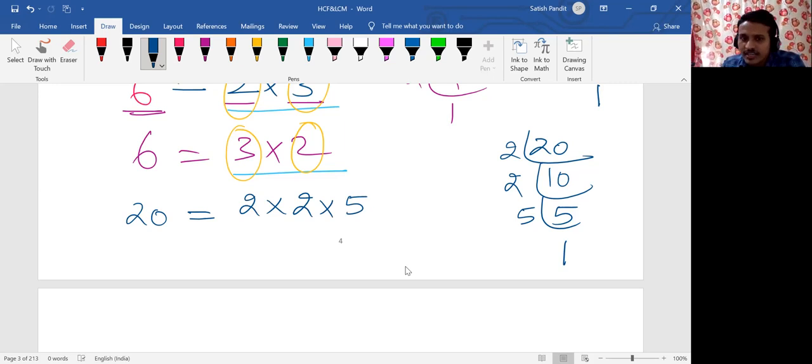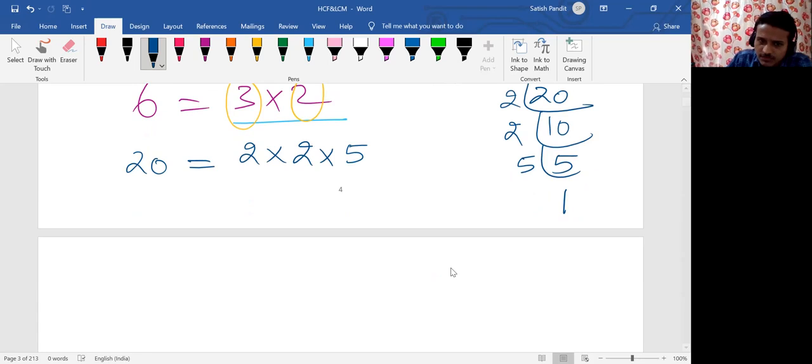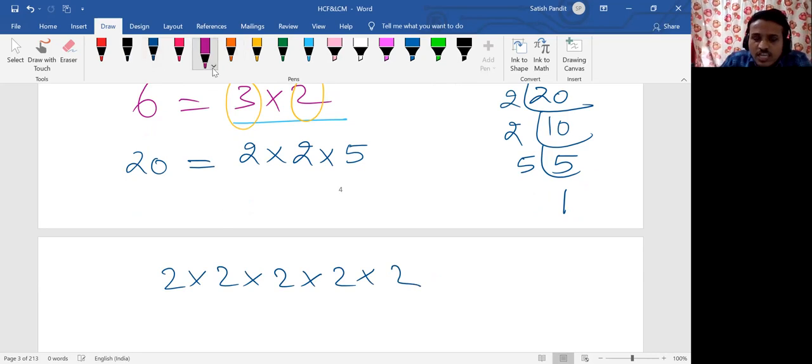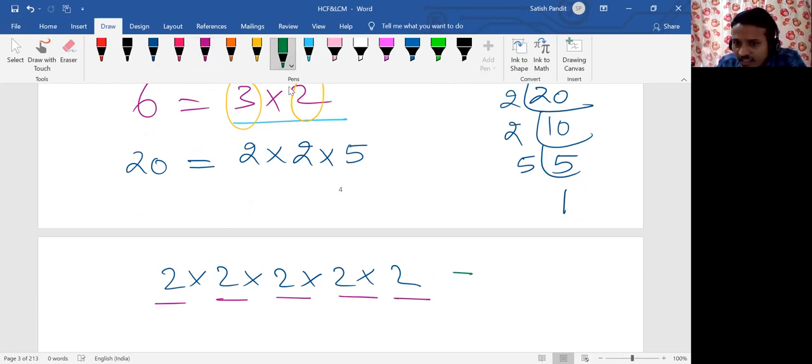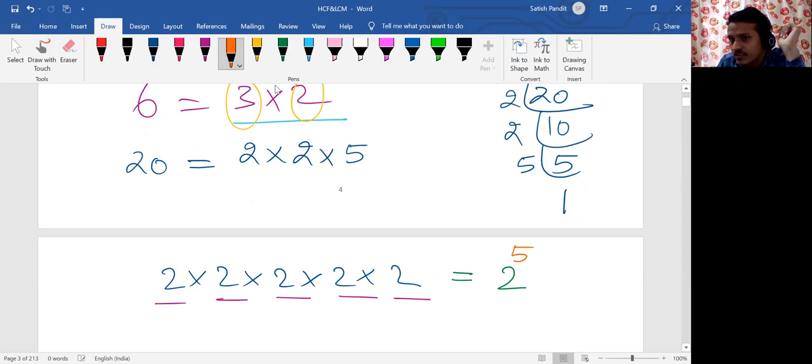If you have learned exponents, there is a concept. Suppose I have the number 2 into 2 into 2 into 2 into 2. See how many times 2 is repeated? 5 times, right? So I can first write the number which is getting repeated, and then write on the top how many times it is getting repeated. This is called the concept of exponents.